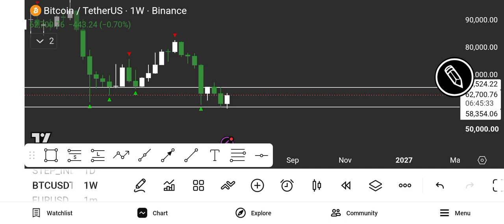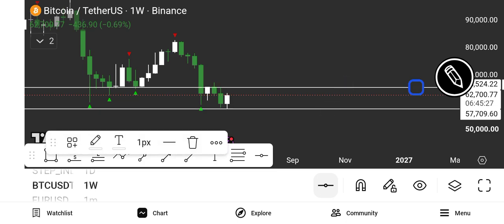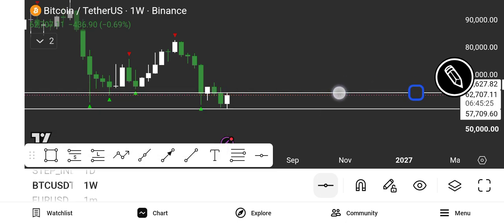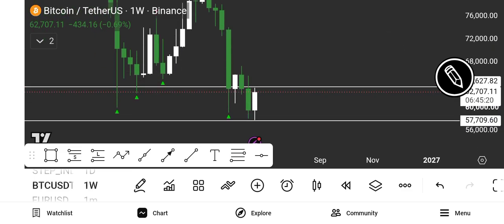I think I'm making a mistake though. Sorry, we should be marking the white candle, not the green one, because a new candle is going to open tomorrow. So this is last week's candle, right? So that is our weekly high and low.